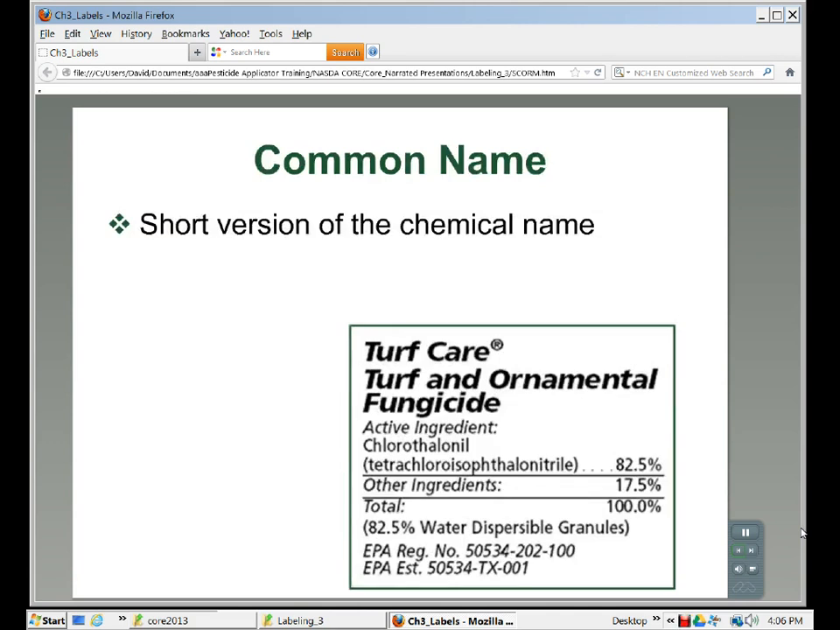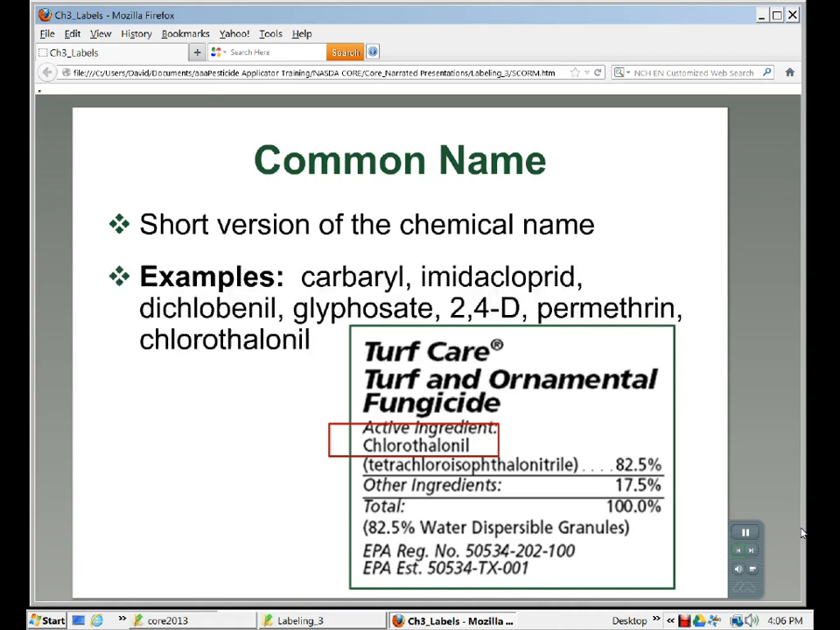The EPA accepted common name is not required, but most labels have them listed since they are much easier to say. There is only one accepted common name for each chemical name. In this example, chlorothalonil is the common name for tetrachloroisophthalonitrile. A few examples of other common names that you may be familiar with are carbaryl, glyphosate, and 2,4-D.